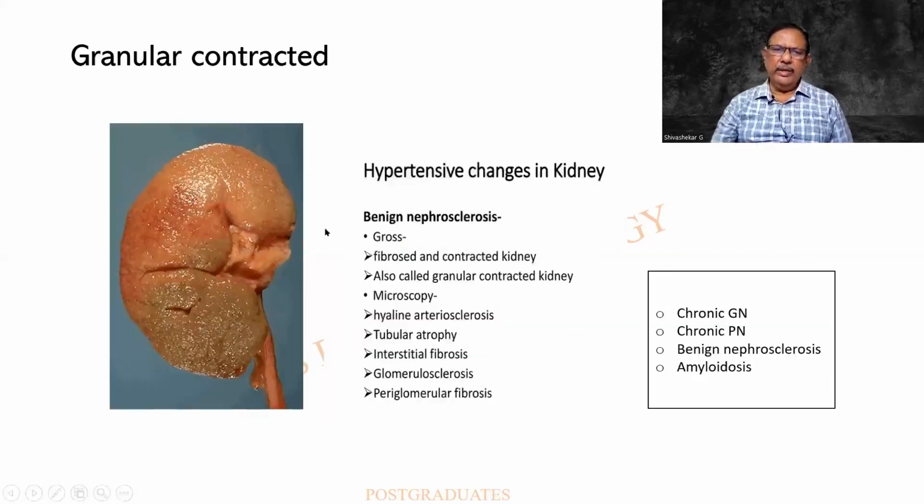Again, a granular contracted kidney in a case of hypertension, benign nephrosclerosis. You find that it is fibrous, contracted, and microscopically you can see these things. There can be hyaline arteriolosclerosis, atrophy of the tubules, interstitial fibrosis, and glomerulosclerosis or fibrosis. This is what we had seen. In some conditions, like amyloidosis, early on you find that it is enlarged in size, but later on there is fibrosis and a contraction. So the entire list you people should be quite fluent with it.